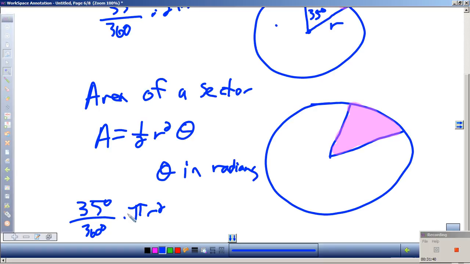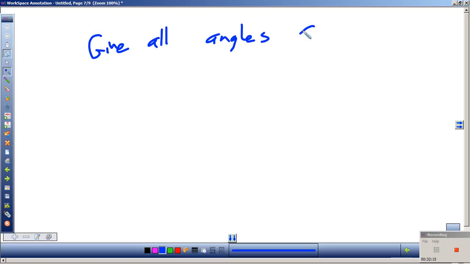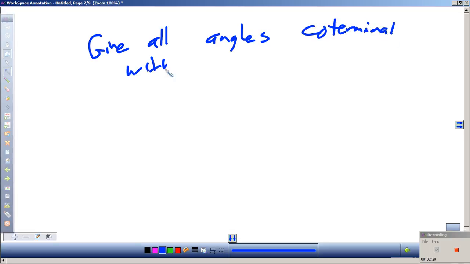Now, one type of question it's going to ask you on this homework that we haven't talked about. These are the relatively easy ones. Give all angles coterminal with, let's say, 25 degrees. And I'm also going to do one, say, 7 pi fifths. So two different problems: one that's 25 degrees and one 7 pi fifths. All angles that are coterminal with it.